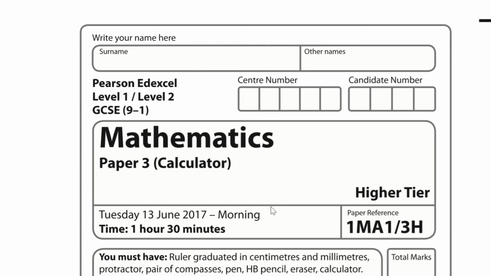This is the Edexcel GCSE 9-1 Maths Paper 3, which is a calculator paper. It's from the higher tier and it's from the June 2017 series.